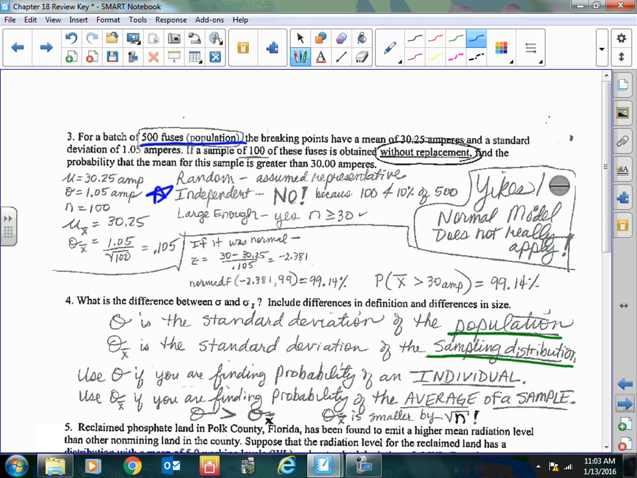So that's a violation of the independence condition. I wrote, "Yikes, I don't think the normal model really applies because this independence condition is not met." But then I continued just to cover my honey. And so I said, "But if it was normal," and then I did the problem. Always a good idea.